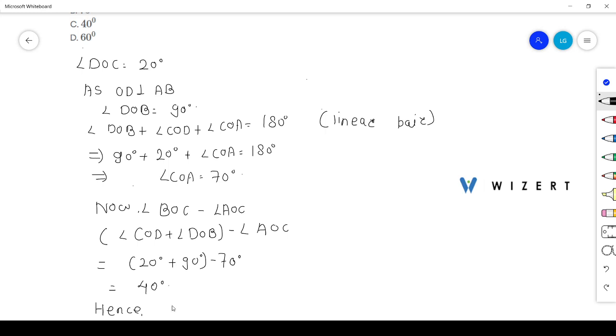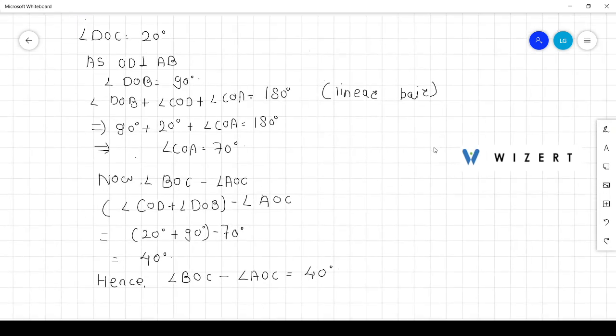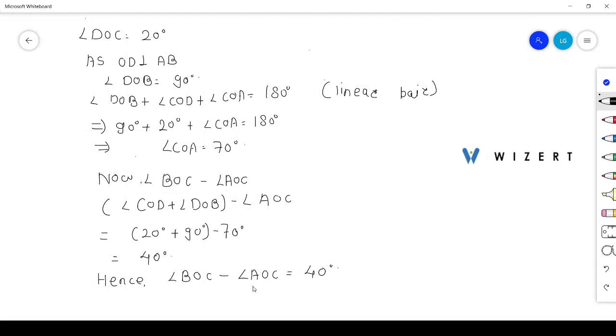Hence, angle BOC minus angle AOC is 40 degrees. So, from the given options, we have option C as 40 degrees. So, our correct option is option C.